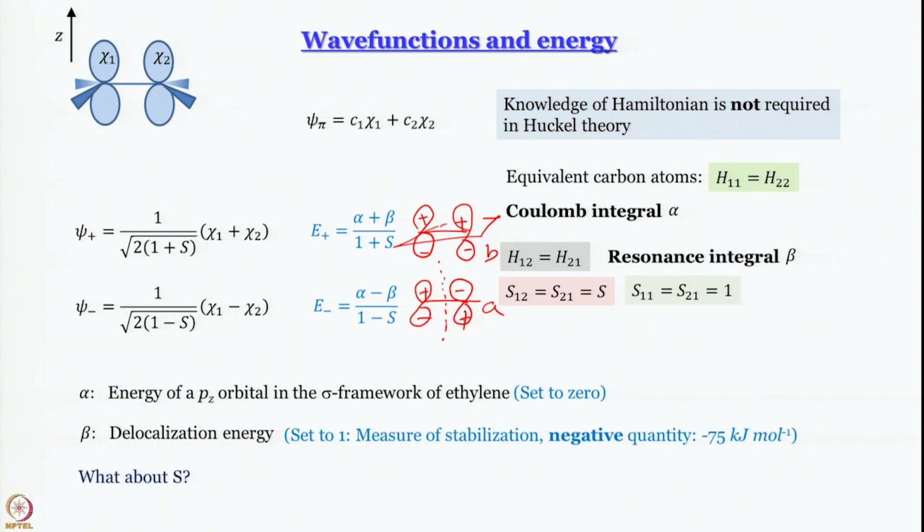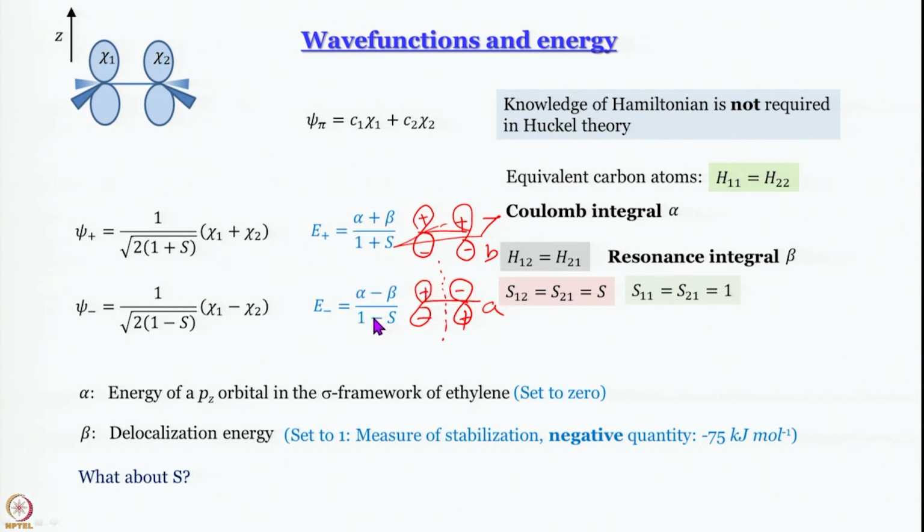This is the approximation, and this is the semi-empirical aspect. Now, what is S? When we talk about butadiene, we will see how we handle S, but S is a very small number, so we do not bother about S most of the time. It is okay if we set S to 0. If we set S to 0, then E plus will be beta, and E minus will be minus beta.